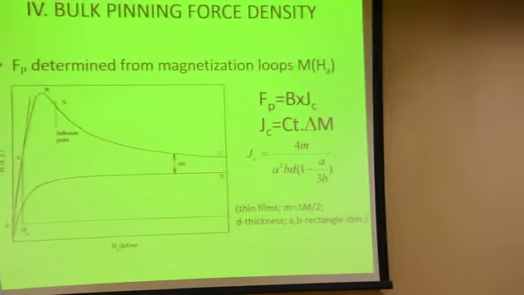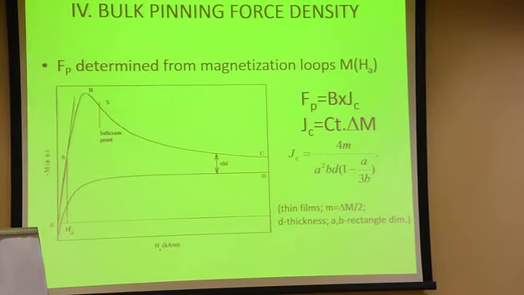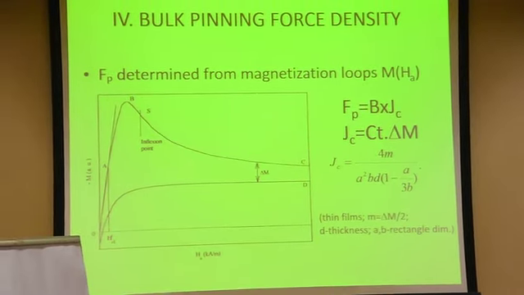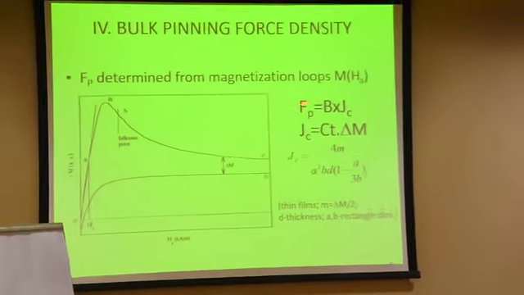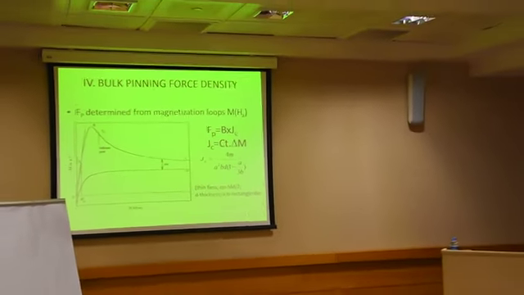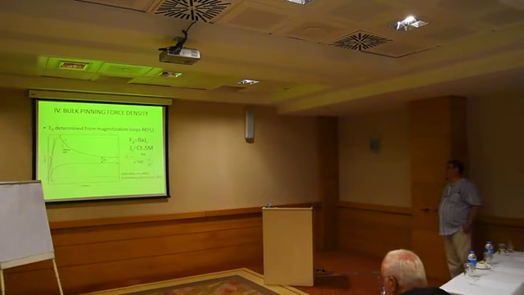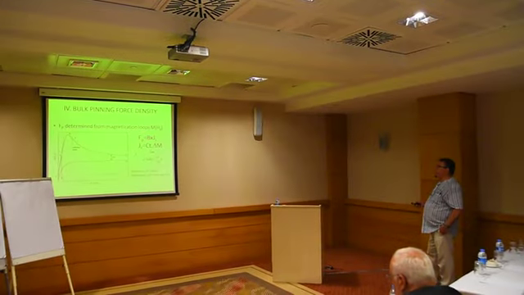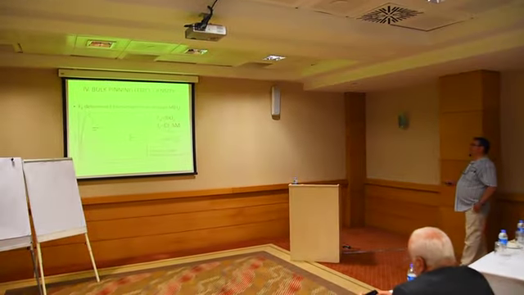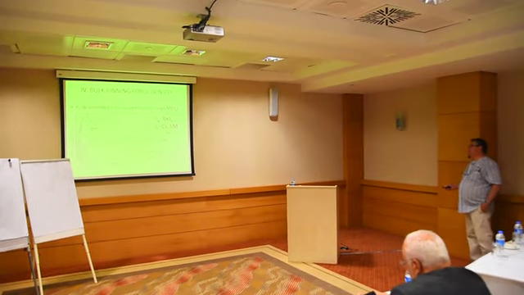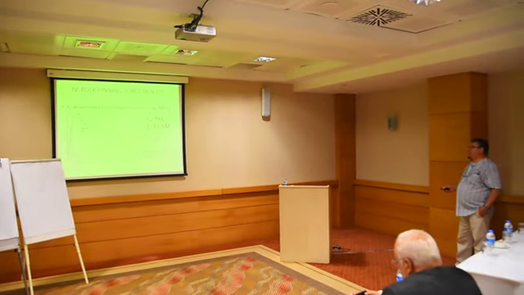One of the tools we have is to do magnetization loops. So we apply a field, measure the magnetic response of the sample, then go back. We see that we have an irreversible magnetization, and from the shape of that irreversible magnetization loop, we can get at different things.